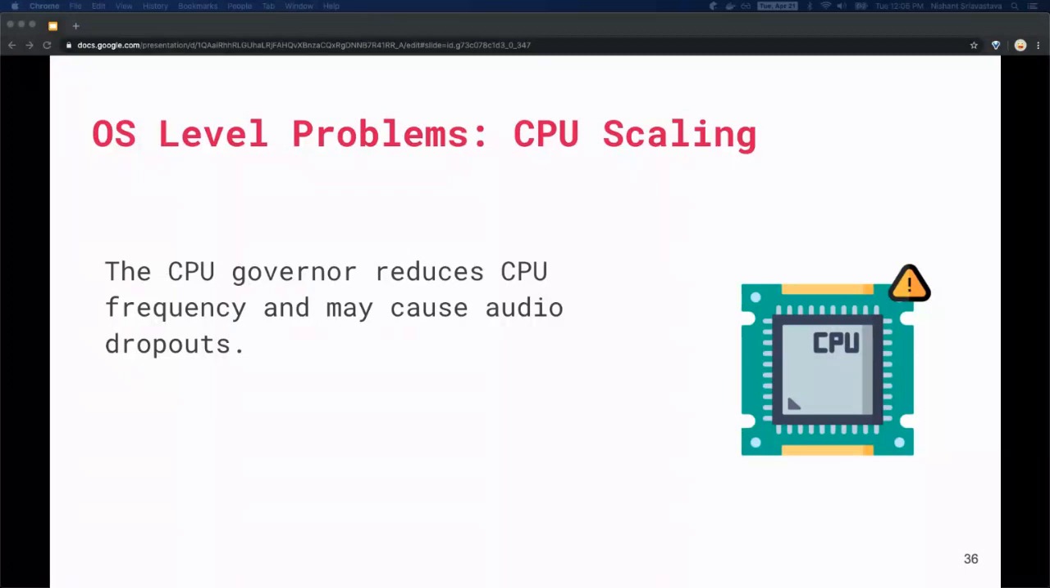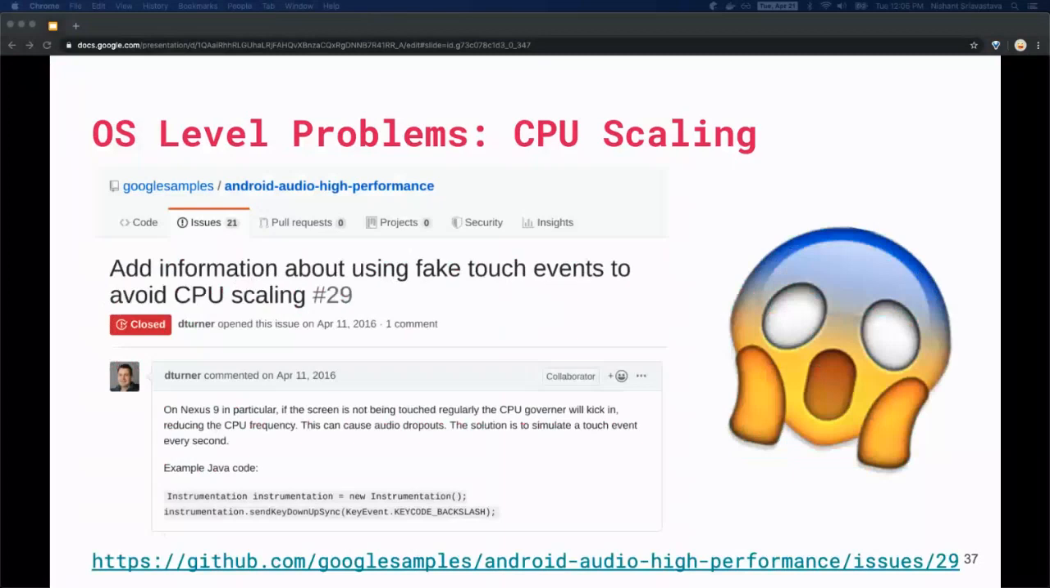And for CPU scaling in general, the way that people started to fix this is by adding a certain hack. You can see this in the Google samples repository. Don Turner, who's a big engineer pushing for high performance audio, mentioned that people are using fake touch events to avoid CPU scaling.